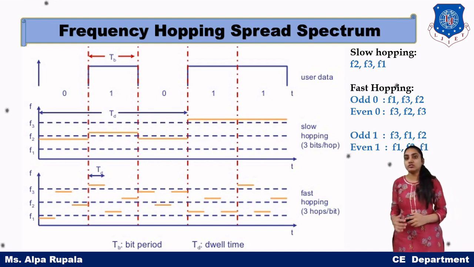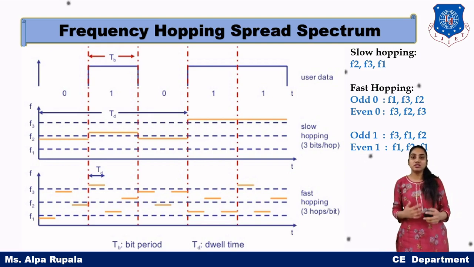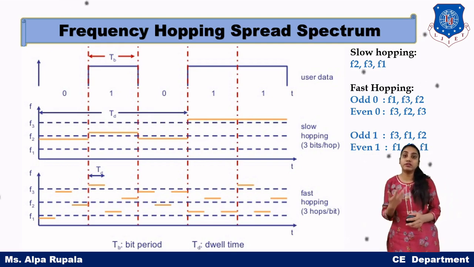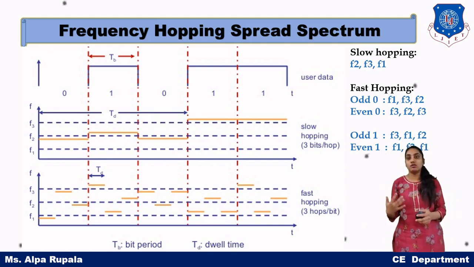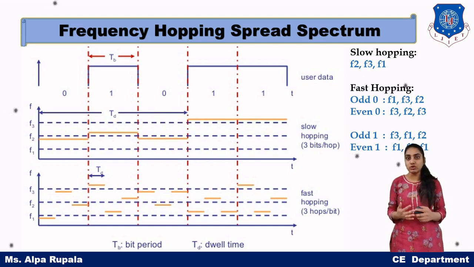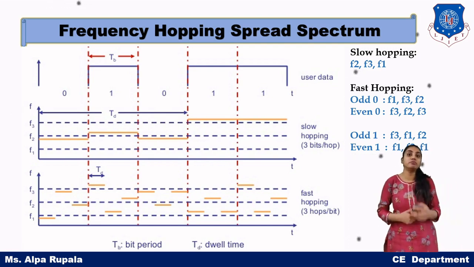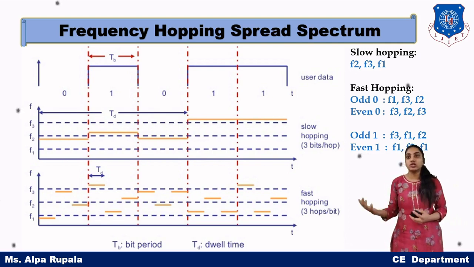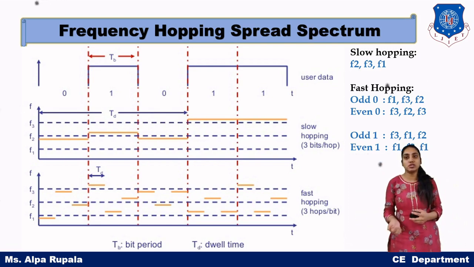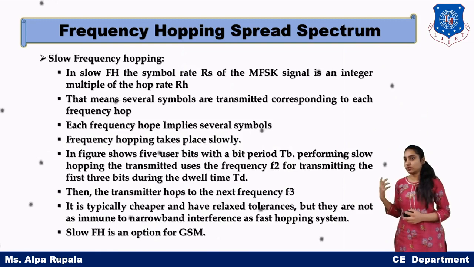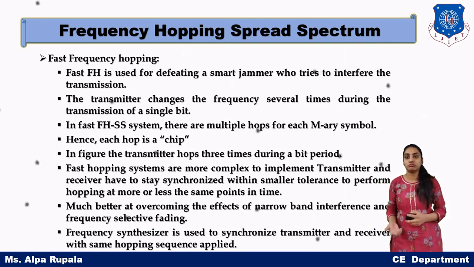What is the advantage of fast hopping? Synchronization is very difficult, but the advantage is that we get a very strong and secure signal which no one can hack, because our data is not transmitted on a single frequency; it is jumping between different frequencies. So this is the concept of frequency hopping spread spectrum: slow frequency hopping and fast frequency hopping.